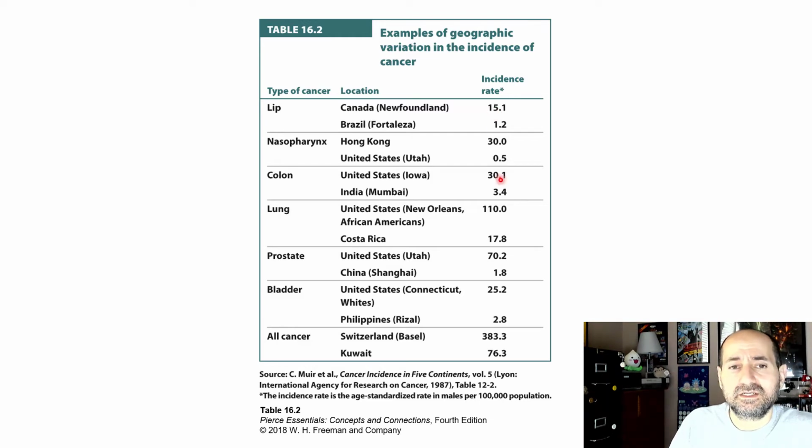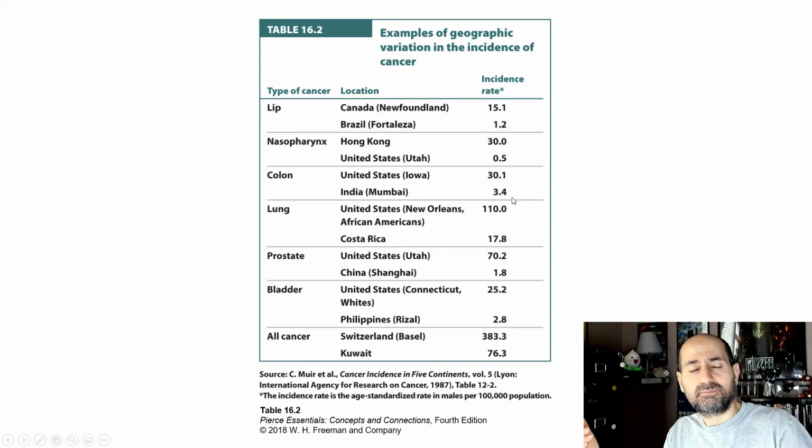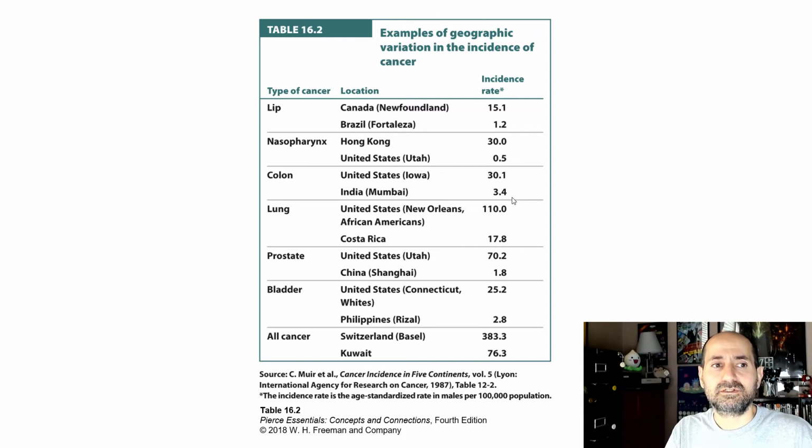And that's strange. Again, migrant populations take on the inherent risks of the places they move to, their host countries. Whereas if you move to Iowa, you're suddenly at huge risk of colon cancer, whereas in Mumbai, India, you're at very little risk of colon cancer. Why? Well, it's the environment. What are people eating? What are people breathing? What are people drinking? What are the habits? What are the environmental factors? What's going on in that area?